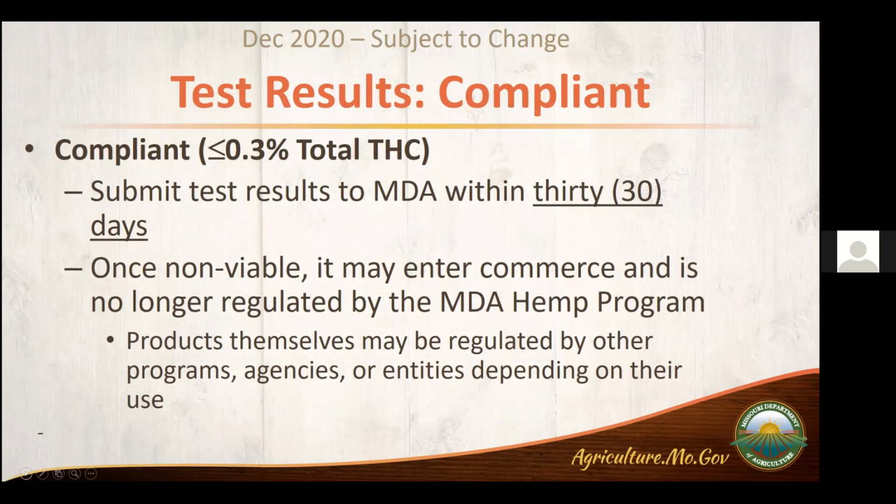Once a crop is harvested or no longer capable of living or growing, it is no longer regulated by the Missouri Department of Agriculture's Industrial Hemp program and may enter commerce. Of course, it isn't a total free-for-all after that point, as the products may be regulated depending on the use, but is not under the authority of the Missouri Department of Agriculture's Industrial Hemp program anymore.